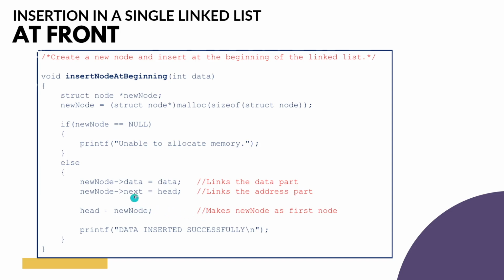The next step is to place the data into the data part of the new node, and we make the next part of the node contain the value, or the address, held in the pointer head. You know, head had been pointing to the second node, which is 20 now. So, we make the new node's next part contain the address of 20 in our case, and after that we make the new node be pointed to by head hereafter, and that is going to be the first node in the list. After that we just print a message that the data insertion has been successful.